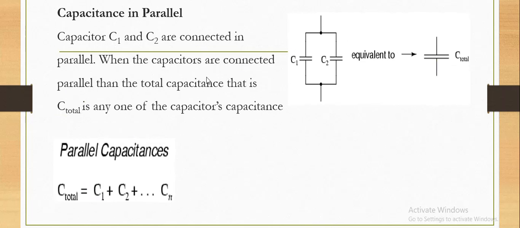The second one is capacitance in parallel. Capacitors C1 and C2 are connected in parallel. You can refer to this image. Here C1 and C2 are connected in parallel. When the capacitors are connected in parallel, then the total capacitance, that is C total, is greater than any one of the capacitors' capacitance. So mathematically we can calculate the parallel capacitance as C total is equal to C1 plus C2 plus C3 up to Cn. So guys, we just discussed electrostatic potential and capacitance.